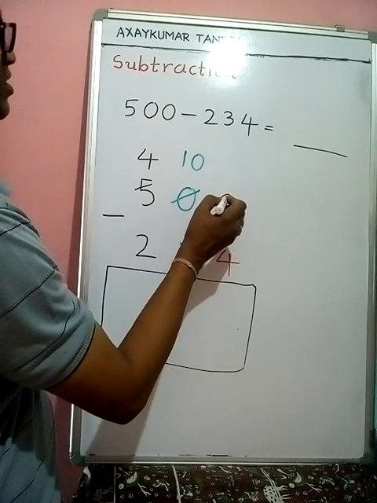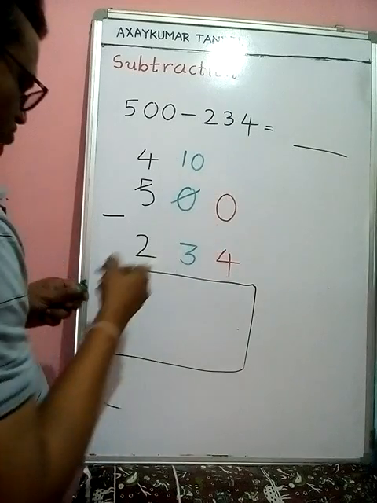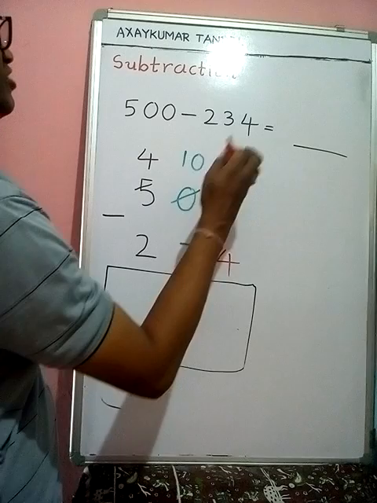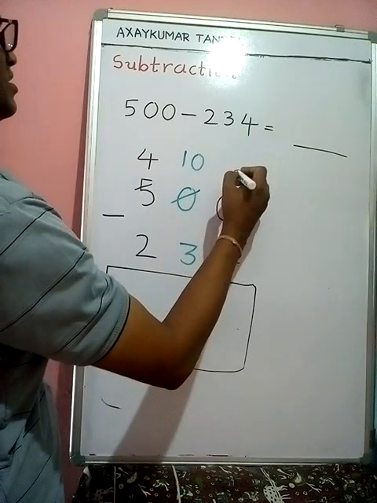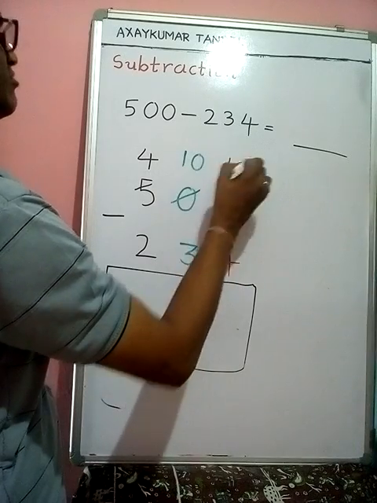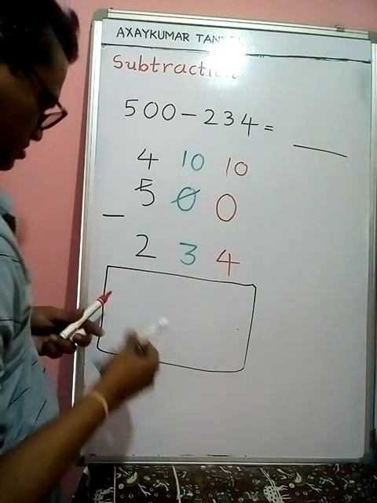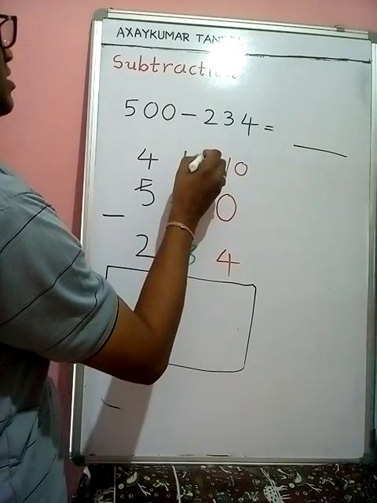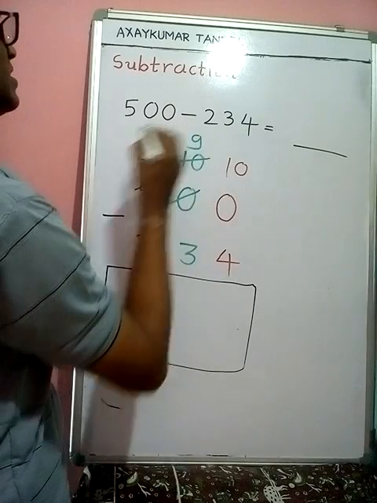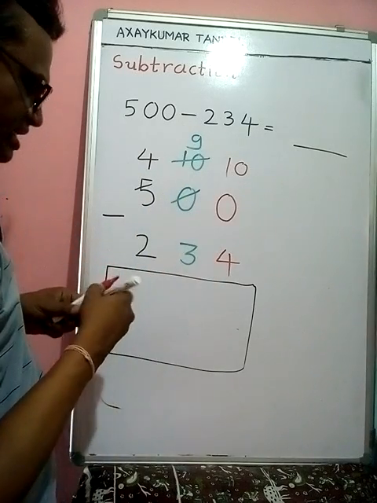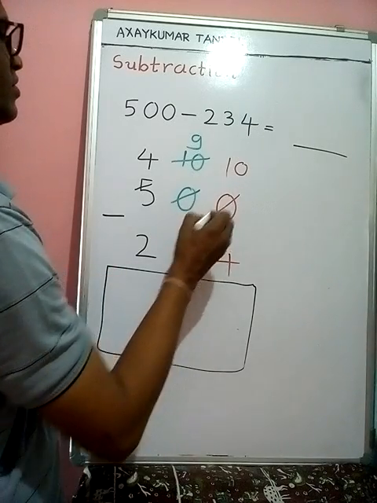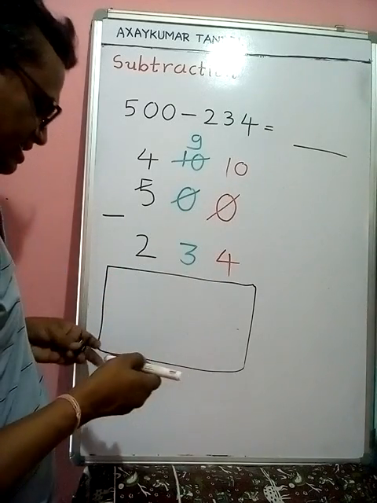Therefore now tens gives 10 to ones. Tens gives 10 to ones. Therefore here 10 plus 0 is equal to 10. He gives 10. Therefore 10 becomes 9, one less. Okay. And now ones has 10 plus 0 is equal to 10. Okay. Now we subtract easily.